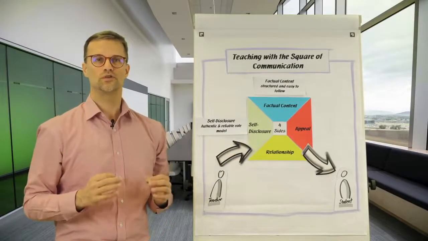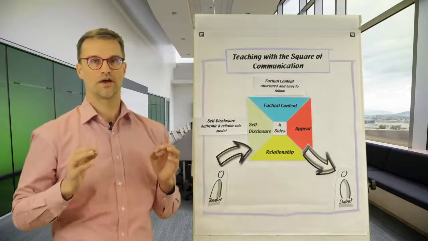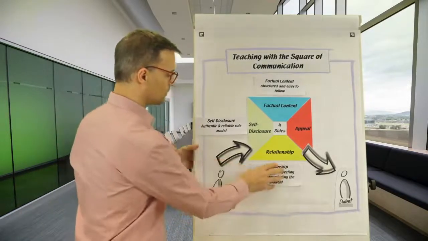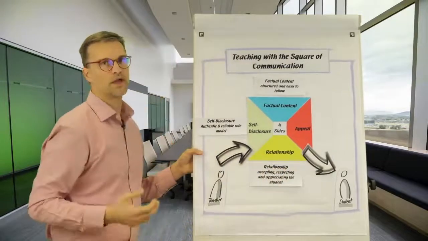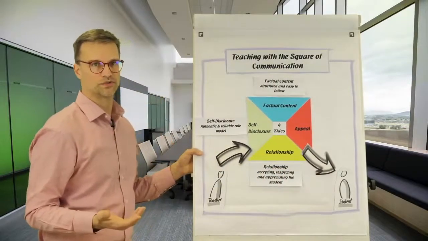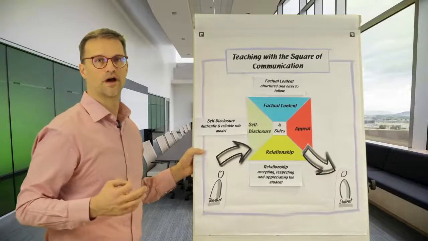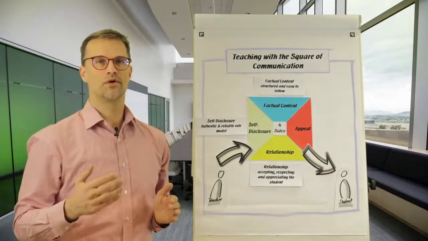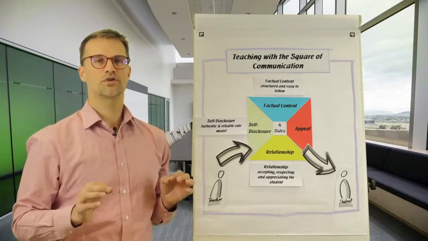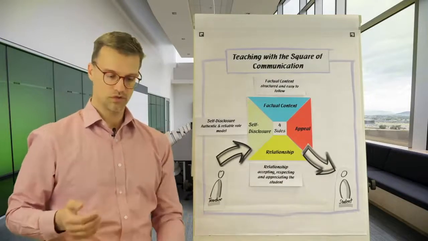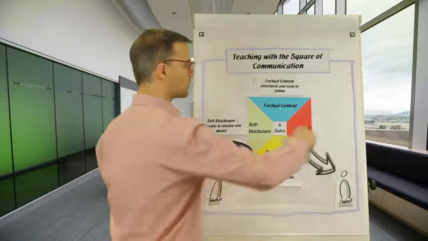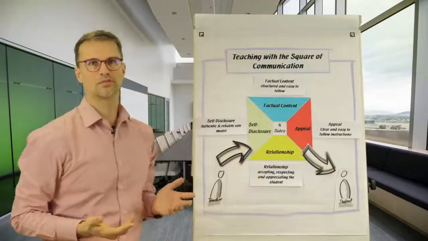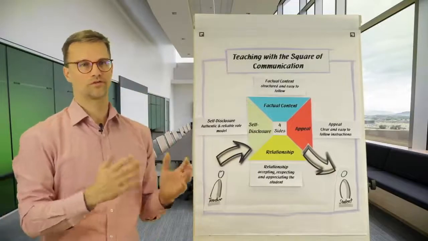For teachers, good communication on the relationship side means accepting, respecting and appreciating the students. The fourth side of professional classroom communication is the appeal or demand side. If a teacher communicates well on this side, the students experience clear and easy to follow instructions and therefore know what they have to do.